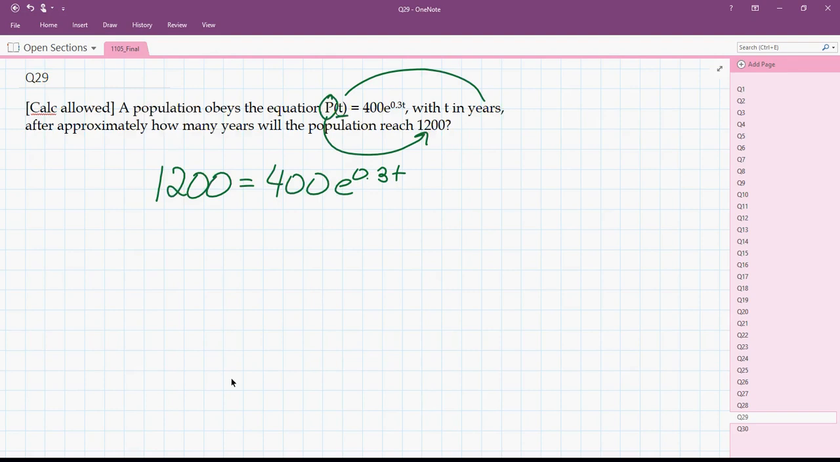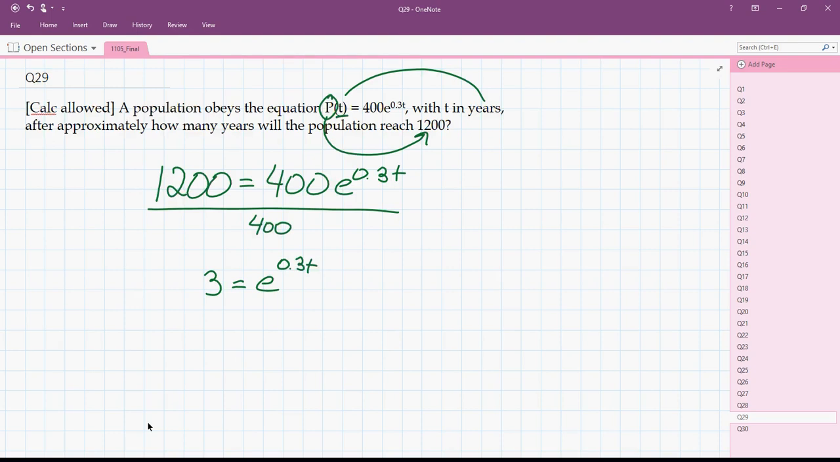So when we have an exponential function and we're interested in solving it, the first thing you want to do is isolate as much of the non-exponential components as you can on the other side. So in this case, I would begin by dividing everything by 400. So 1200 over 400 gives me 3. 400 over 400 just cancels, which leaves me with e to the 0.3t.